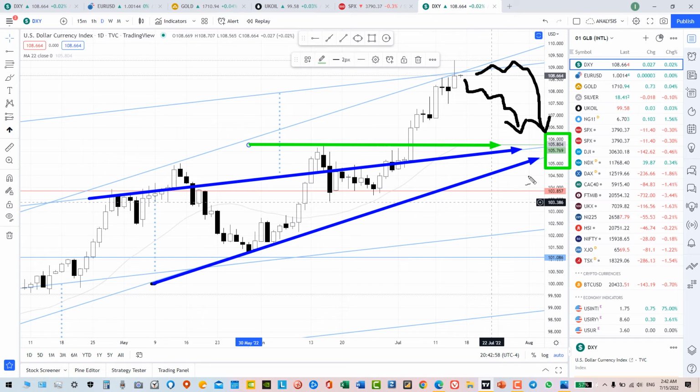This chunk of supports will be very, very important over the short and the medium term in case of any correction. And the dollar index will be and still be positive with a bullish environment and outlook as long as it is above this area.